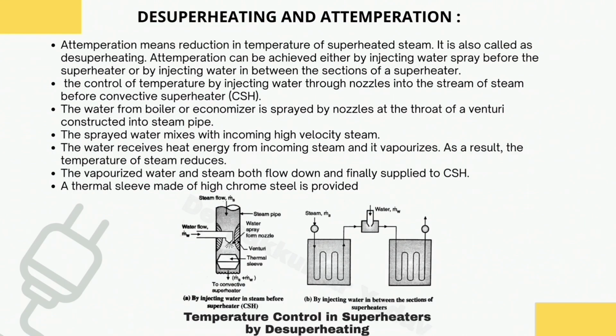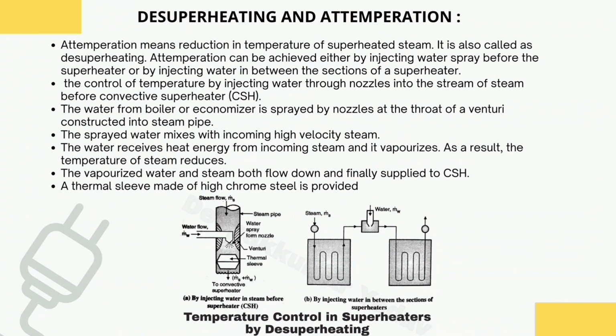Next, the last method is the superheating in a desuperheater. So what is a desuperheater? So a desuperheater is actually a reduction in temperature of superheated steam. It is also called de-superheating. So desuperheating can be achieved either by injecting water spray before the superheater or by injecting water in between the sections of a superheater.